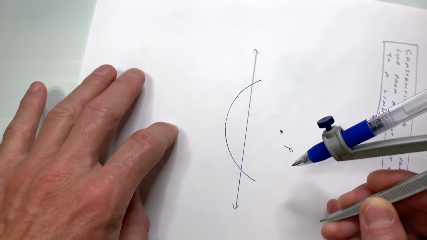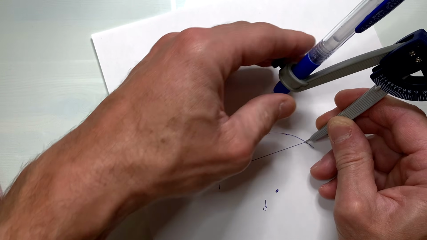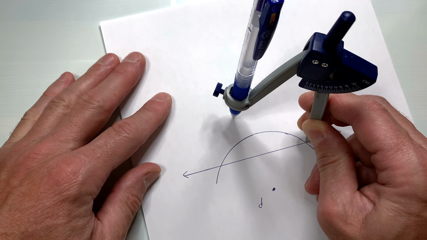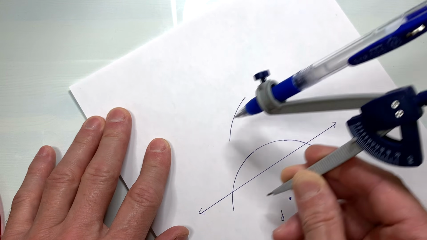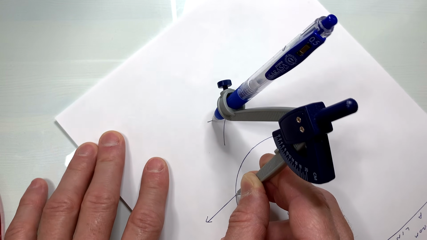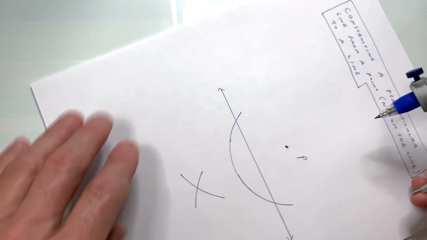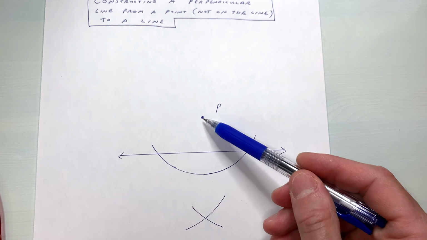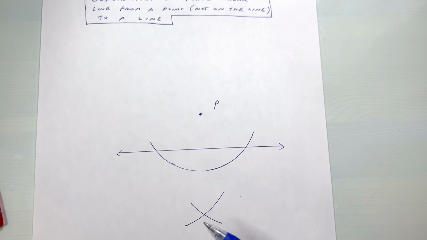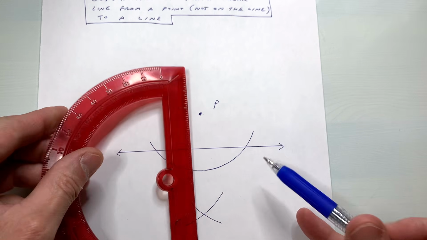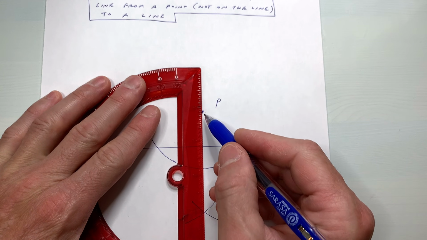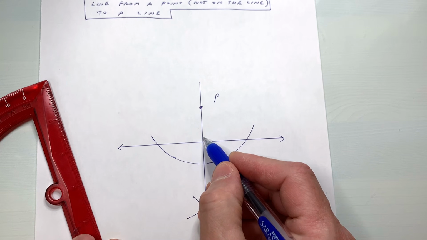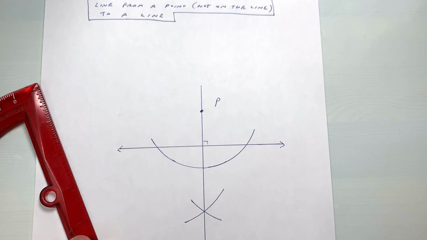So I'm just going to use this point here. I'm going to open up the compass a little bit more, and I'm going to draw an arc. I'm going to go to this other point here on the line and draw an arc, and now we can draw a line through this point and this point of intersection here, and that's going to be our perpendicular from the point to the line. So let's go ahead and do that. And that's it. You can see that that's going to be a right angle.